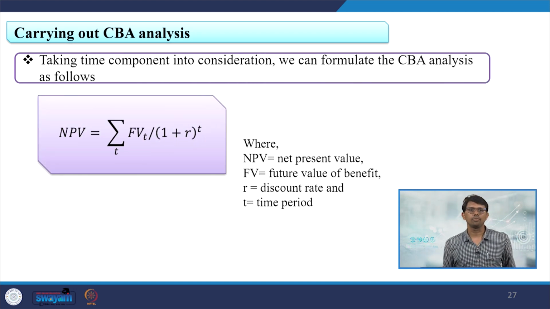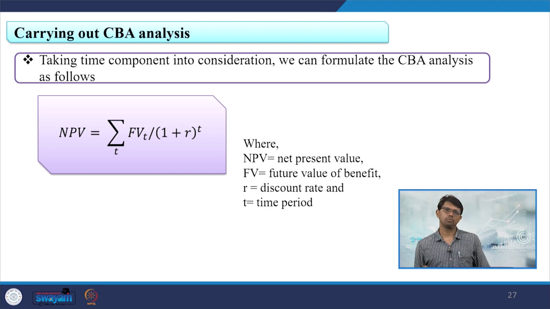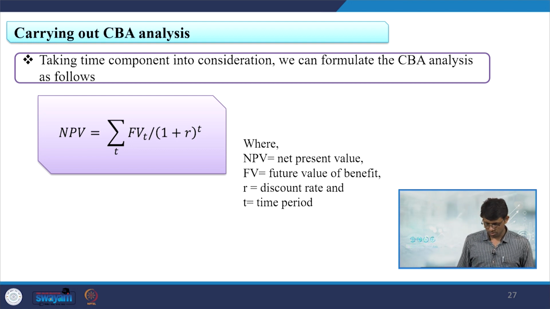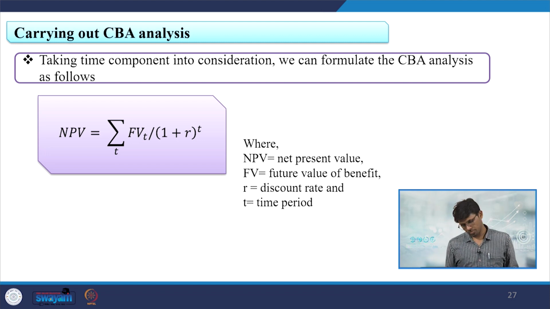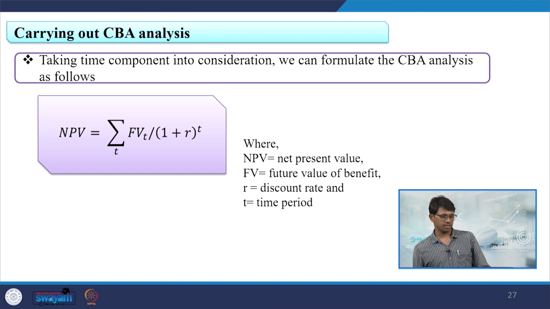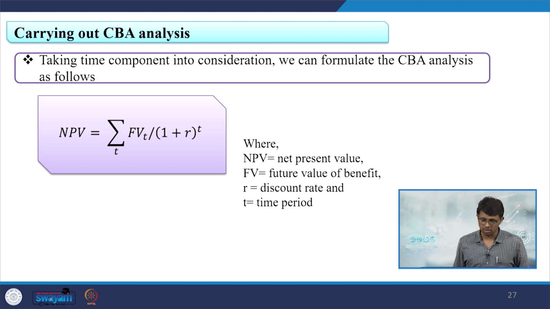Now, taking the time component into consideration, we can formulate the CBA analysis as follows. The net present value is important to mention, that is the future value of the benefit divided by the discount rate. R is called the discount rate, and t is the period of discounting, so 1 plus R to the power t. Future value in the t-th period divided by (1 plus R) to the power t, and their summation, is called the net present value.